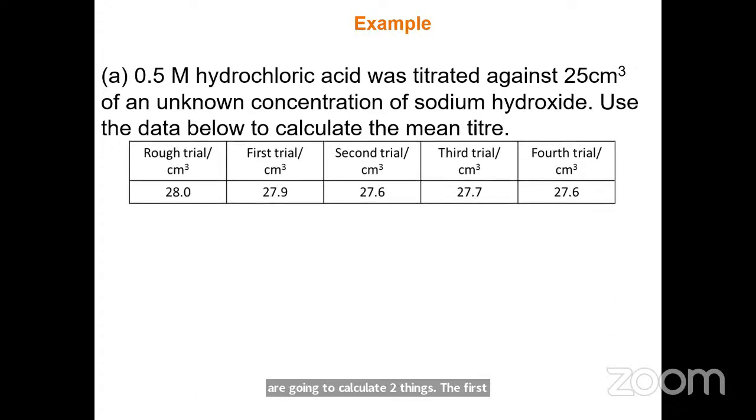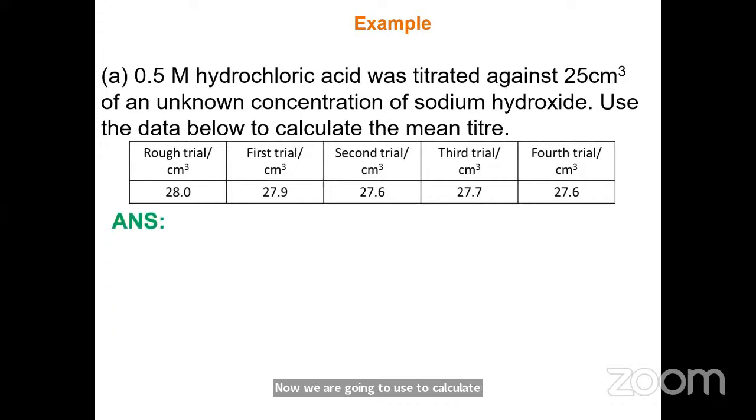Now, normally we construct a table when we are doing our acid-base titrimetry. I'm sure you must have drawn a lot of tables when you were doing your WAEC or GCE, when you were doing the chemistry practical. So from the table, these are the values that we obtain. We have the rough titer, and we have the first, second, third, fourth trial or titer value. From these titer values, we will need to look carefully and see which are the concordant values that we are going to use to calculate the mean titer.